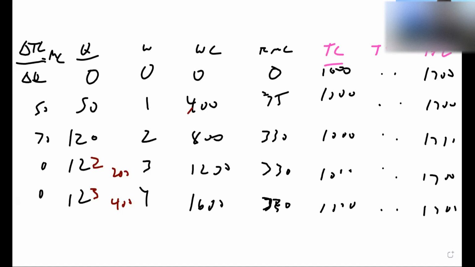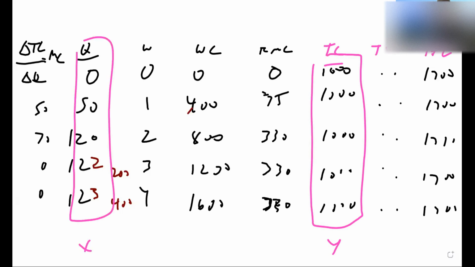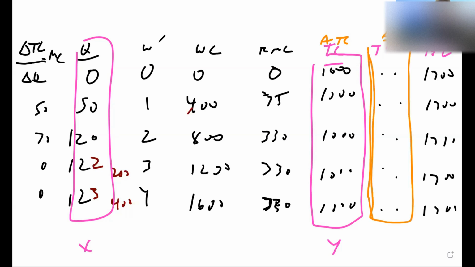Say this is total cost. What you would do to calculate average total cost, you would take this column and make this the y coordinate, and then take this and make this the x coordinate. And then for average variable cost, you would take this column as the y, this will still be the x. If you do average fixed cost, this will be the y, and this will still be the x.